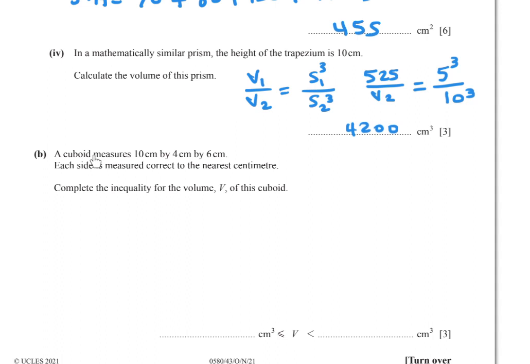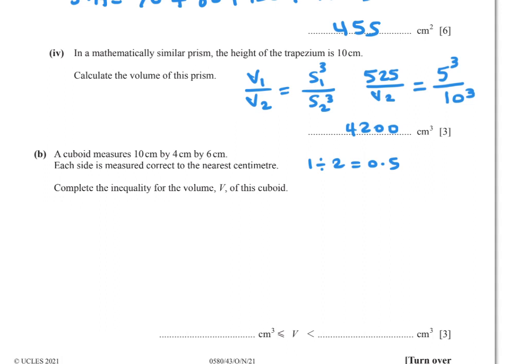B. A cuboid measures 10 centimeter by 4 centimeter by 6 centimeter. Each side is measured correct to the nearest centimeter. Complete the inequality for the volume. So we need the minimum and the maximum for the volume. Each side is correct to the nearest centimeter, so this means 1 centimeter divided by 2, so 0.5. If I need upper, add 0.5. If I need lower, subtract 0.5.